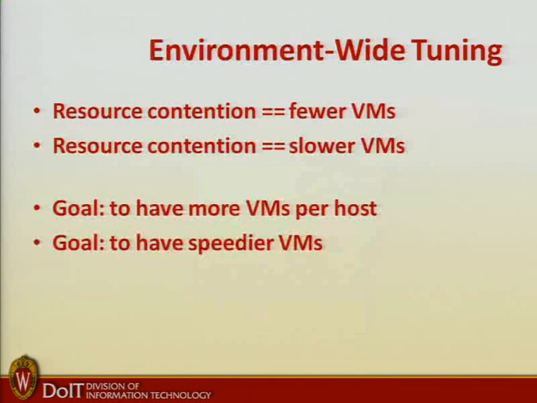So the idea in environment-wide tuning is resource contention. We want to remove resource contention. If we've got 300 VMs running on 20 hosts, anytime they do something all together, you're going to have resource contention. Fewer VMs when you've got these situations, slower VMs when you've got these situations. Your phone is ringing, people are pissed off, all that sort of stuff. So we want speedier VMs, and we want to continue trying to have more VMs per host.